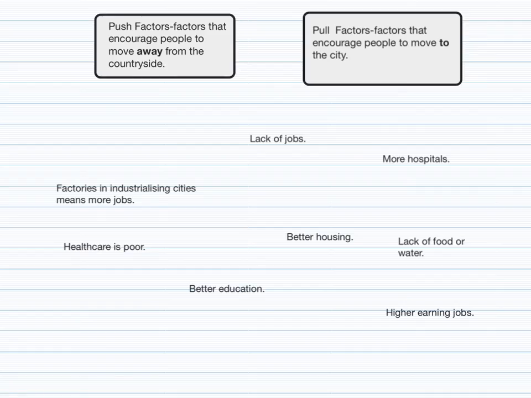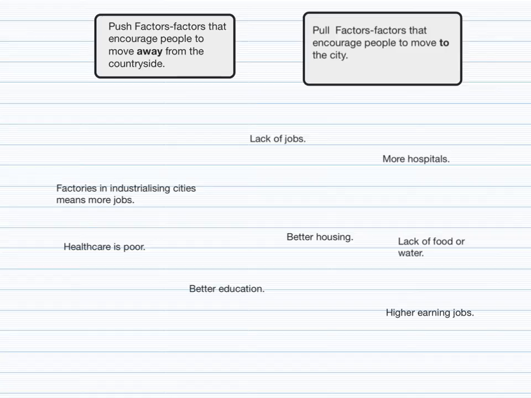As I said earlier, with urbanisation you have two causes. There are only two causes that you've got to remember. The first one is rural to urban migration, and the second is natural increase. We're going to start with rural to urban migration. Within rural to urban migration, so people moving from the countryside into the towns, there are push factors and pull factors involved with this. So the push factors are the factors that are encouraging people to move away from the countryside. The pull factors are the factors that encourage people to move to the city.